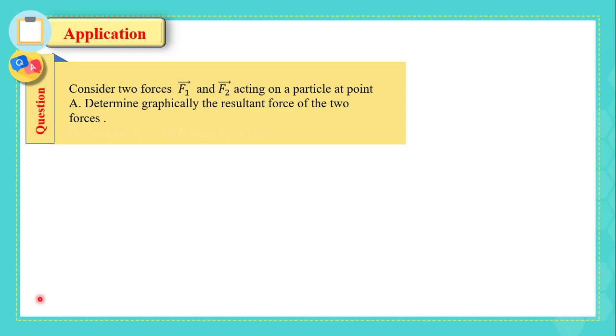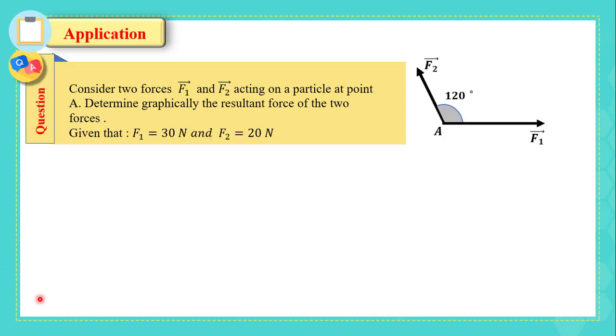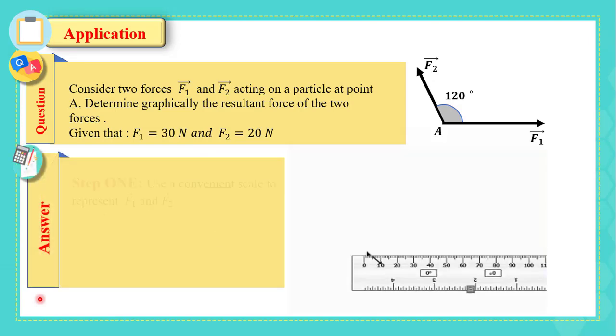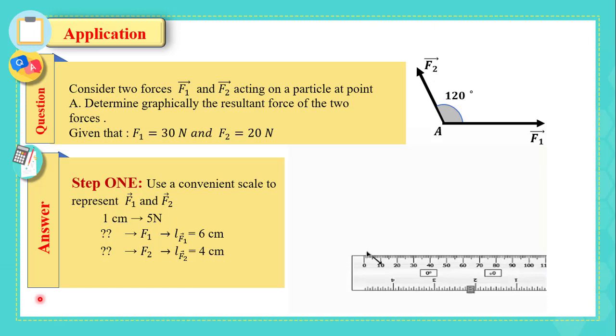Consider two forces F1 and F2 acting on a particle at point A. Determine graphically the resultant force of the two forces, given that F1 equal 30 Newton and F2 equal 20 Newton. Note that when you are asked to determine graphically the resultant force, then you need to indicate two main characteristics, which are the magnitude of the resultant force and its direction. Let's start by computing the magnitude of the resultant force.